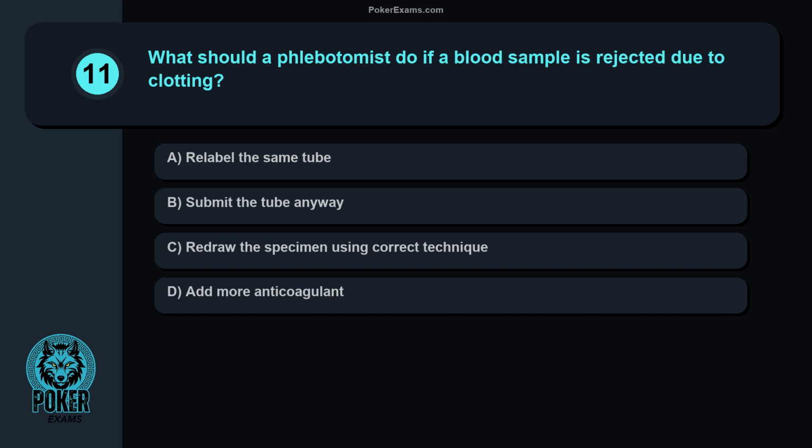Question 11. What should a phlebotomist do if a blood sample is rejected due to clotting? Relabel the same tube. Submit the tube anyway. Redraw the specimen using correct technique. Add more anticoagulant.